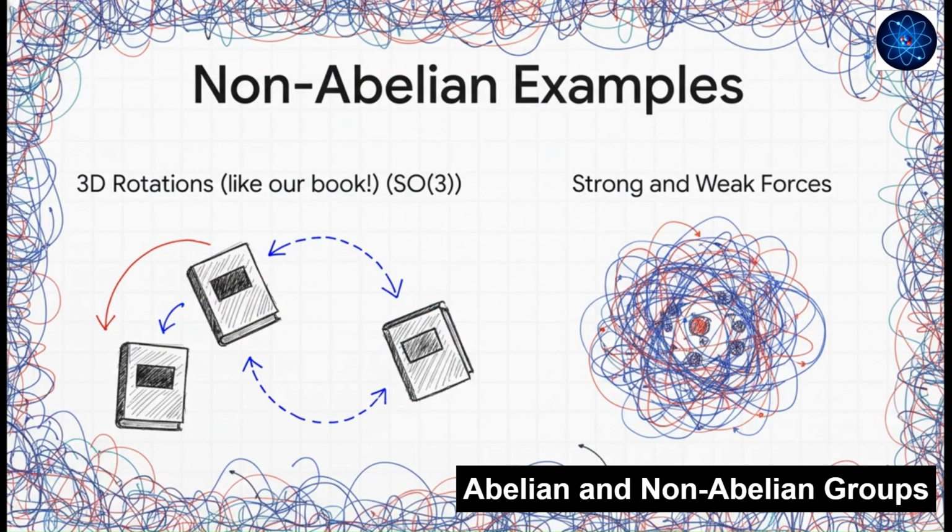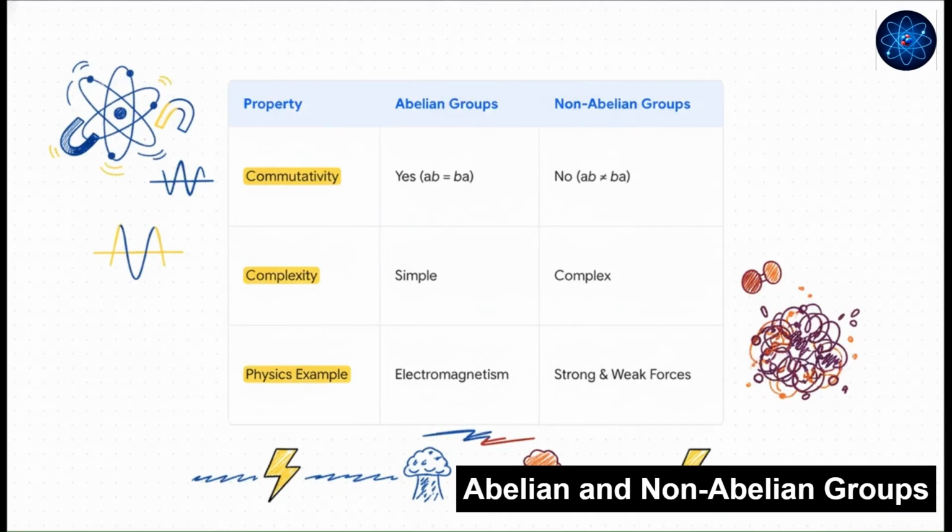And hey, the examples here should look pretty familiar. 3D rotations, just like we did with the book, they form a non-Abelian group called SO3. But, and this is the huge part, the fundamental forces that live inside the nucleus of an atom, the weak force and the strong force, they're also described by these more complex order-matters rules, using groups called SU2 and SU3. So let's just do a quick side-by-side.